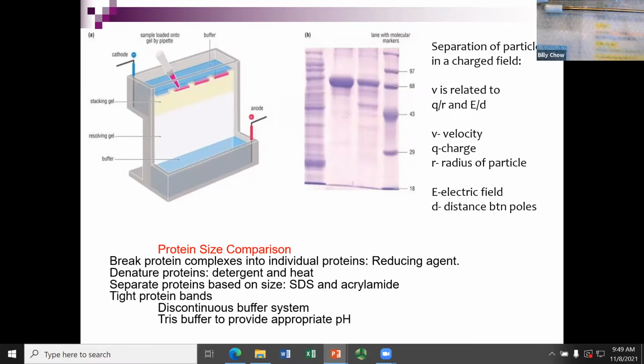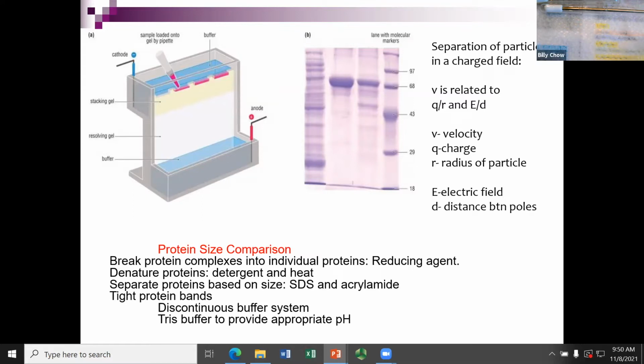And after the protein has entered into the resolving gel, suddenly there's a change of the condition of the pH and things. There will be a constant voltage gradient along the resolving gel, just like the agarose gel, just like normal gel electrophoresis. The proteins will be resolved based on the properties of the proteins, meaning that the protein will be resolved based on the size and charge of the protein.